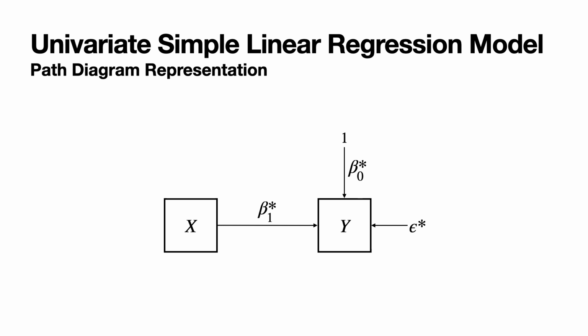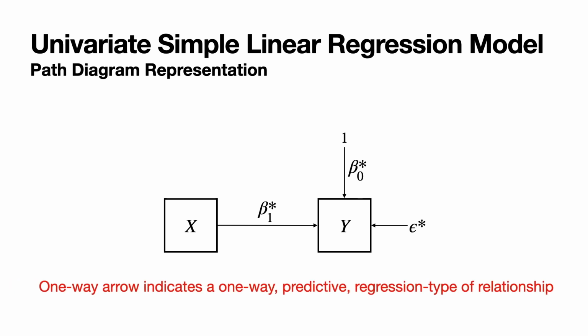You'll notice that both x and y are manifest variables, as indicated by being contained in squares or rectangles in the path diagram. In addition, recall that one-way arrows indicate a one-way predictive regression type of relationship. And so we see here that we have a one-way arrow going from x to y. This tells us that x is predictive of y, or x impacts y.